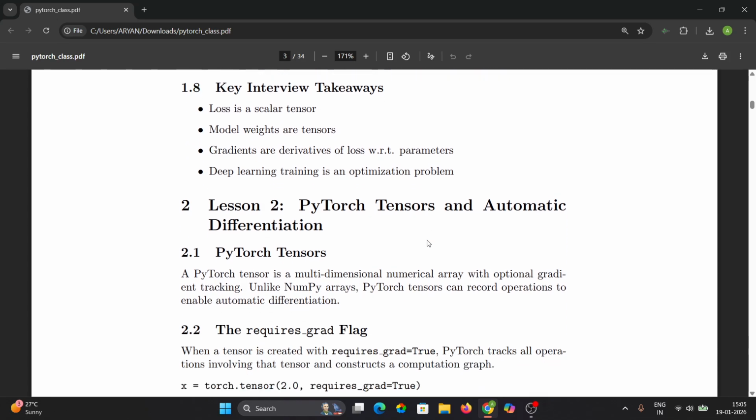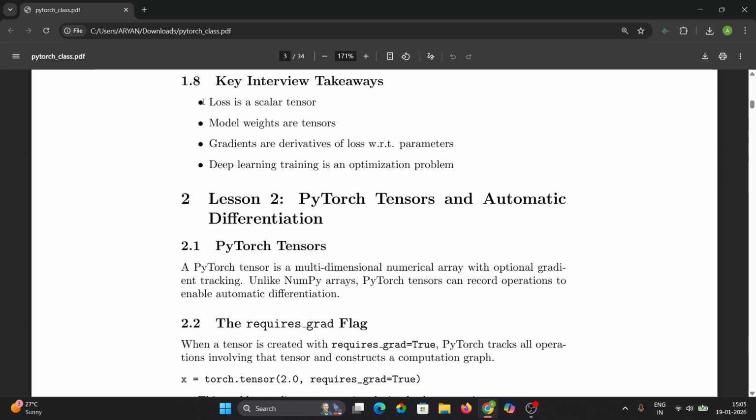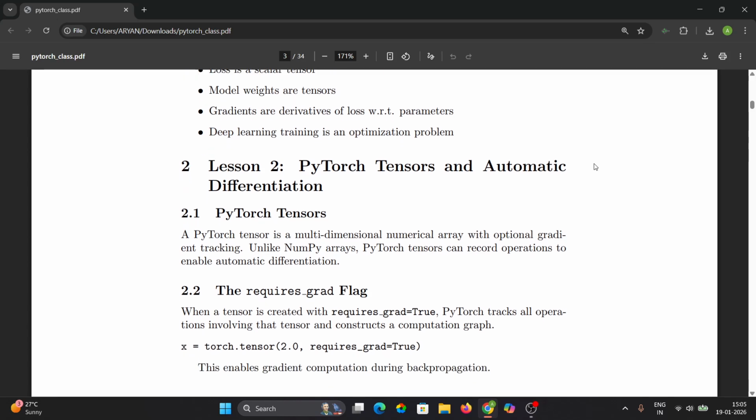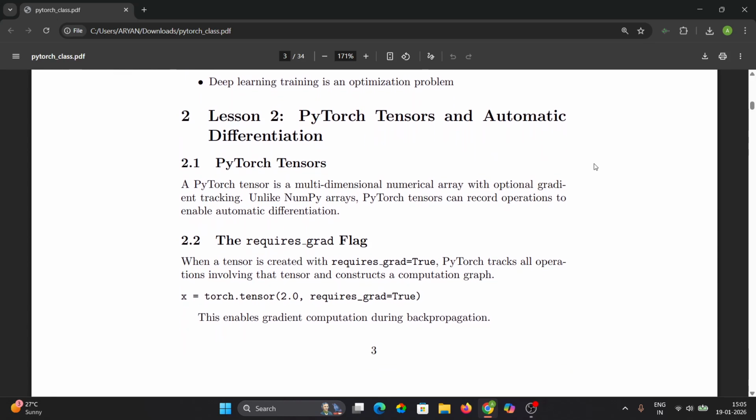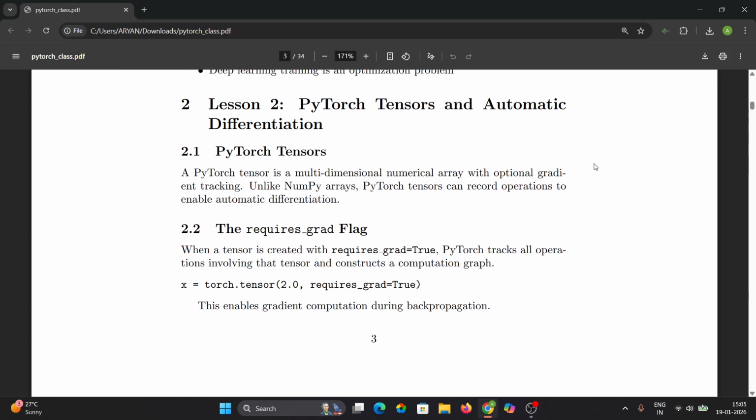Now, the key interview takeaways: loss is a scalar tensor, model weights are tensors, gradients are the derivative of loss with respect to parameters, and deep learning training is an optimization problem. Now, we will read about PyTorch tensors and automatic differentiation.